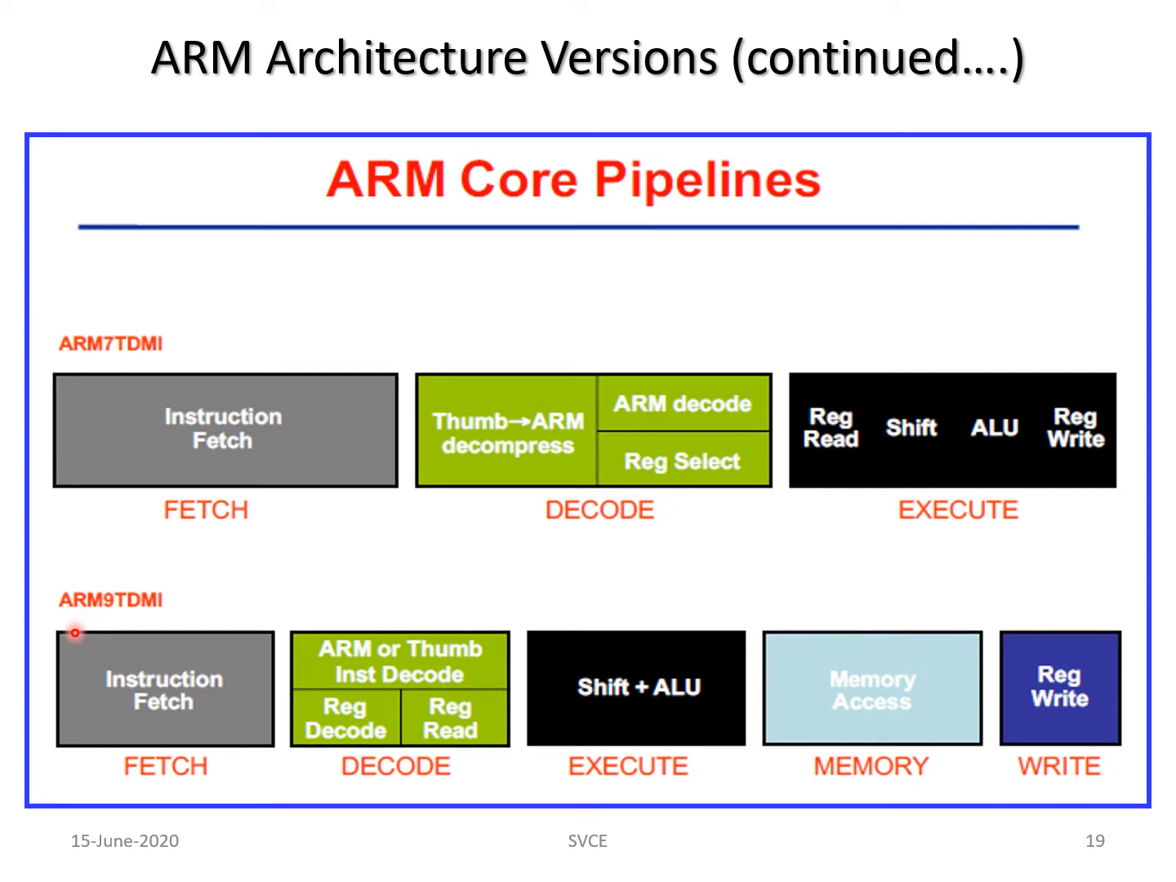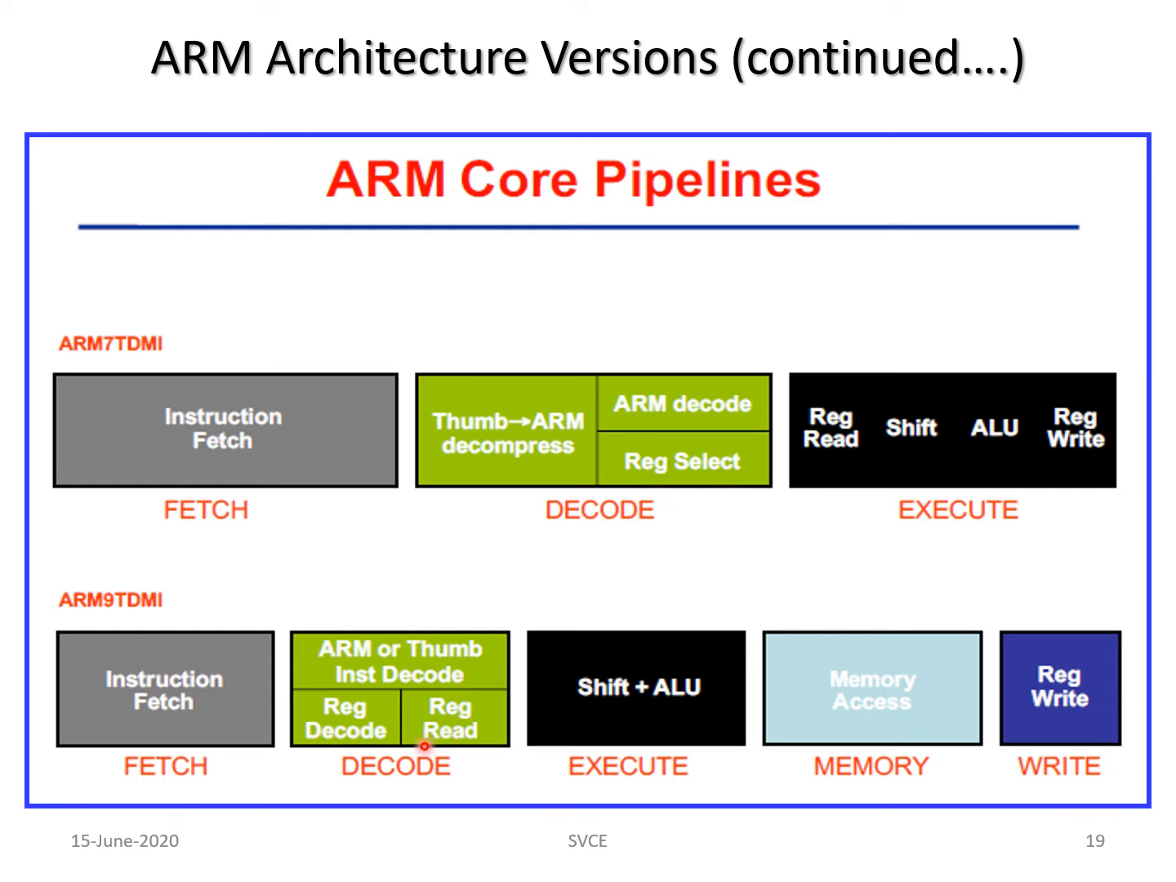Now coming to ARM9TDMI, the same thing happens, but here the number of stages is increased. So what are these additional stages? From where did they come? Actually, the complex decode stage and part of the execute stage are broken down, simplified, and considered as two different stages. And apart from that, there is another memory stage also.